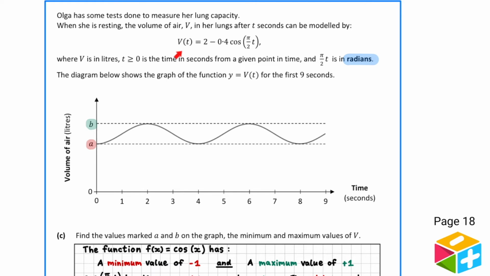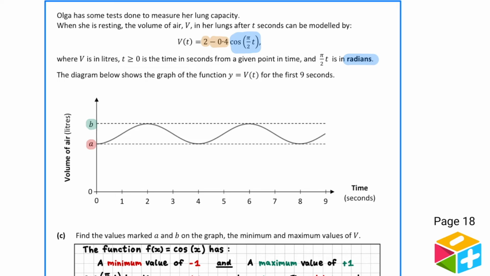If we analyse the structure of our function, we'll notice that the 2 and the minus 0.4 are constants. They won't change depending on the value of t. The only thing that changes is the cosine pi over 2 times t term. This means that the minimum and maximum values of our function will occur at the minimum and maximum of this expression.